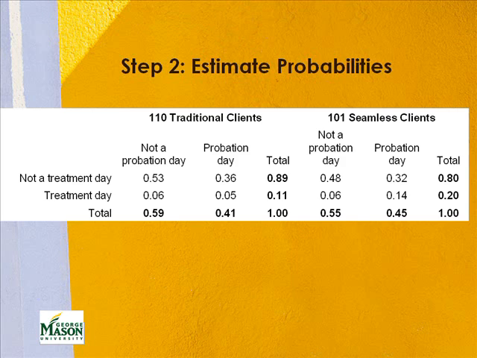For example, using our data, the conditional probability of clients in seamless probation seeking treatment while they are in probation was calculated as 0.14 divided by 0.45, which equals 30%. In contrast, the same conditional probability for clients who were in traditional probation was 13%.